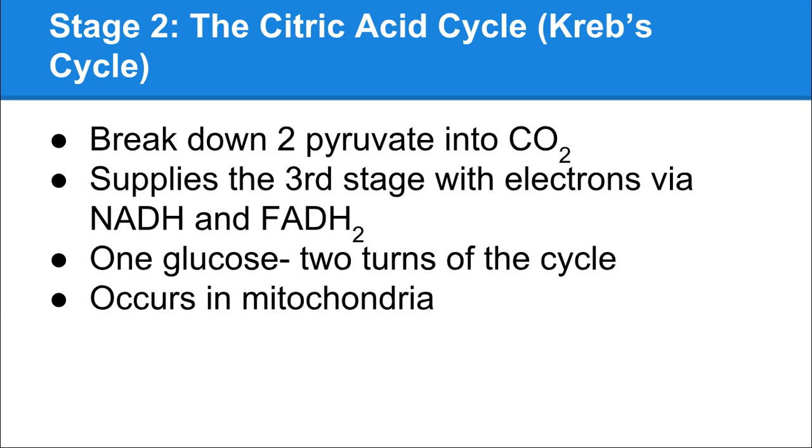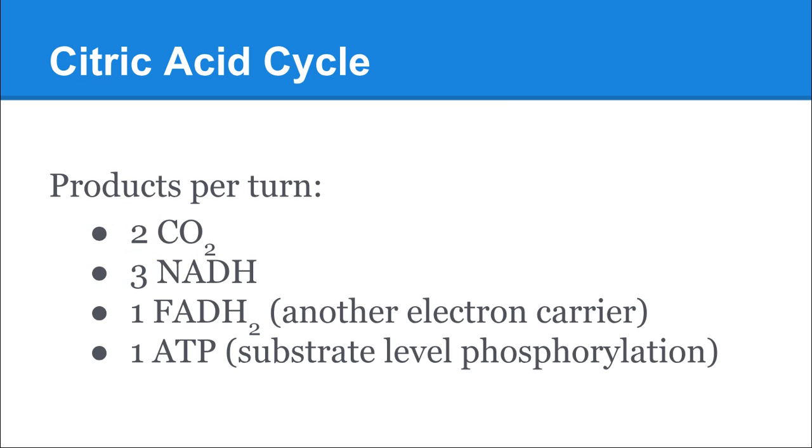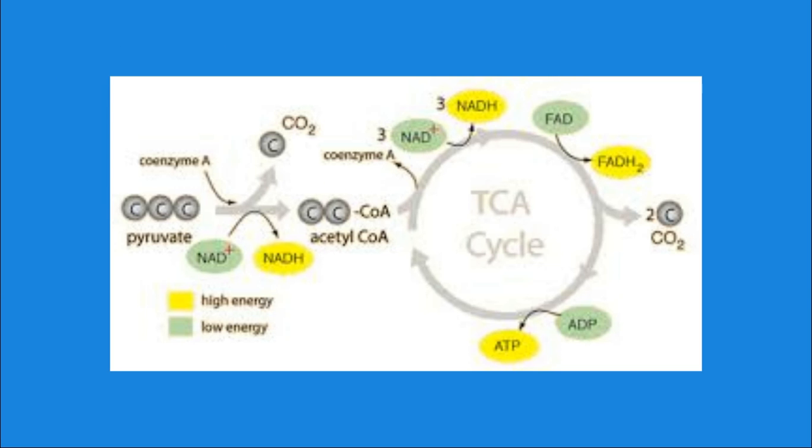So you may have heard that the mitochondria is the powerhouse. Because cellular respiration occurs in the mitochondria, it's making all of the energy for the cell. So the citric acid cycle makes 2 carbon dioxide, 3 NADH, 1 FADH2, and 1 ATP per turn. But remember, we have 2 turns. So total, it makes 4 CO2s, 6 NADHs, 2 FADH2s, and 2 ATPs per glucose.